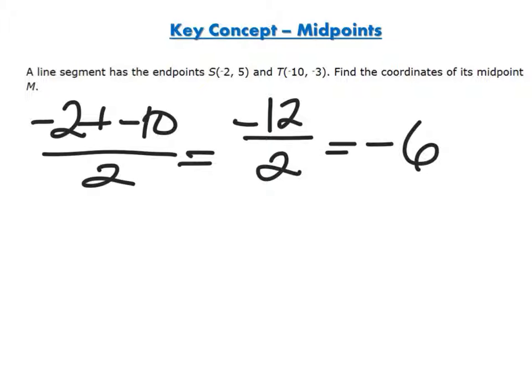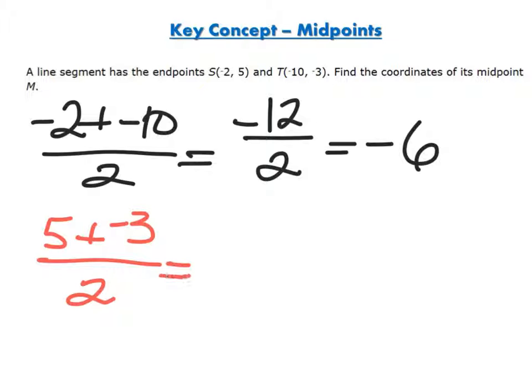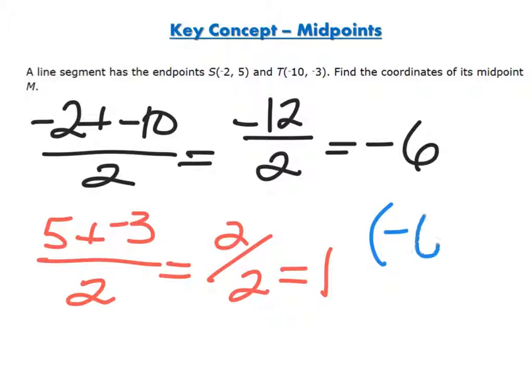My y values are 5 plus -3 divided by 2. 5 minus 3 is 2, divided by 2 is 1. So my final answer, the coordinate of the midpoint, is -6, 1.